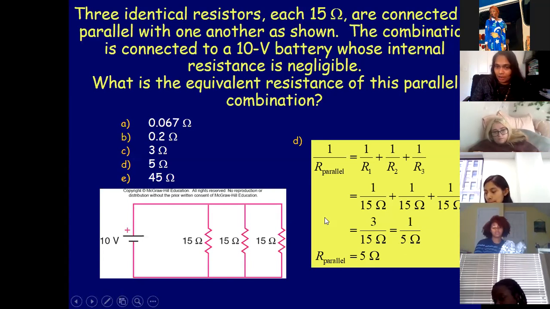But remember, 1 over R parallel is equal to 1 over 5 ohms. Then what is the value of R parallel? You need to flip it over, right? So it will be 5 ohms. Okay. Spend a couple of minutes thinking about it and do the calculation again.